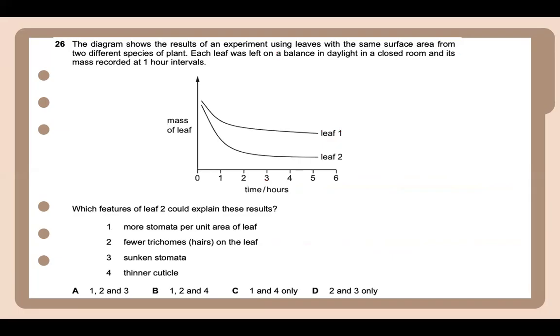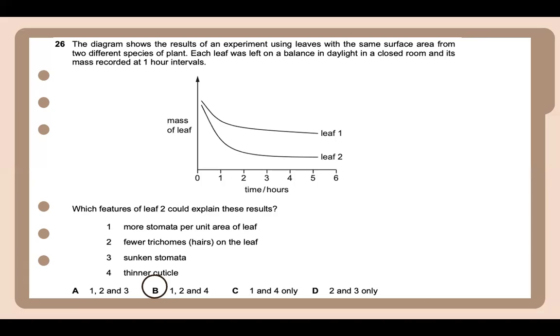The diagram shows the result of an experiment using leaves with the same surface area from two different species of plant. Each leaf was left on a balance in daylight in a closed room, and its mass was recorded at 1 hour intervals. Which features of leaf 2 could explain this result?